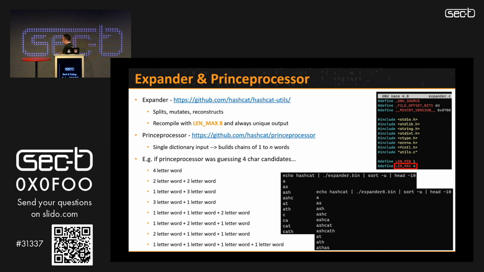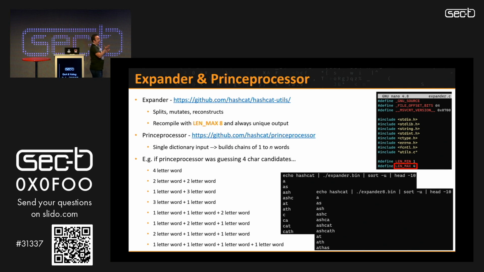Let's have a look at Expander and Princeprocessor. Expander is a tool that's been around in hashcat-utils for a very long time, and it's absolutely fantastic. We can see some examples of this on the right. On the bottom here, what this does is take a word list, split, mutate, and reconstruct it. In this example, we're giving Expander the word hashcat, and you can see what it's doing to the word hashcat. It's chunking it up.